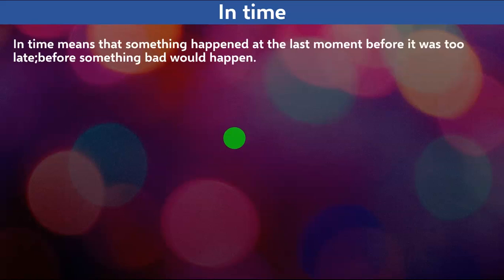Now let us understand, what do you mean by in time? In time means that something happened at the last moment before it was too late, before something bad would happen. Now, please remember that, and I'm going to repeat that. In time means that something happened at the last moment before it was too late, before something bad would happen.